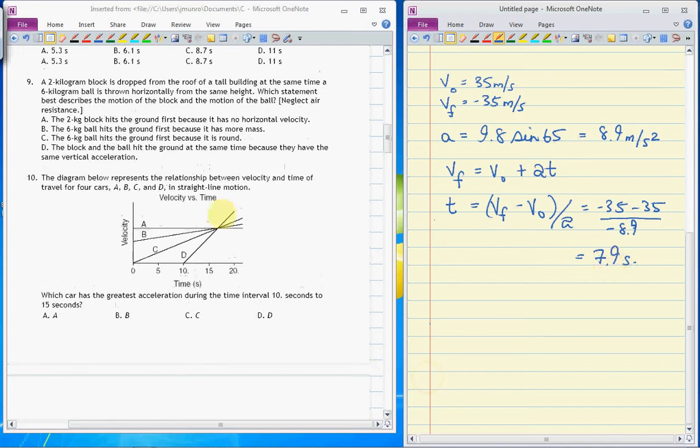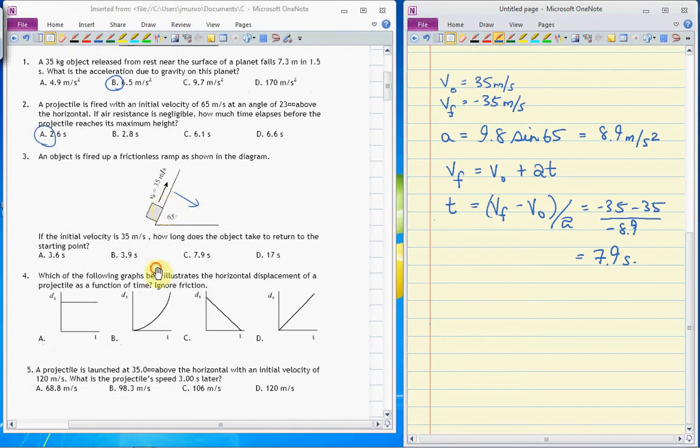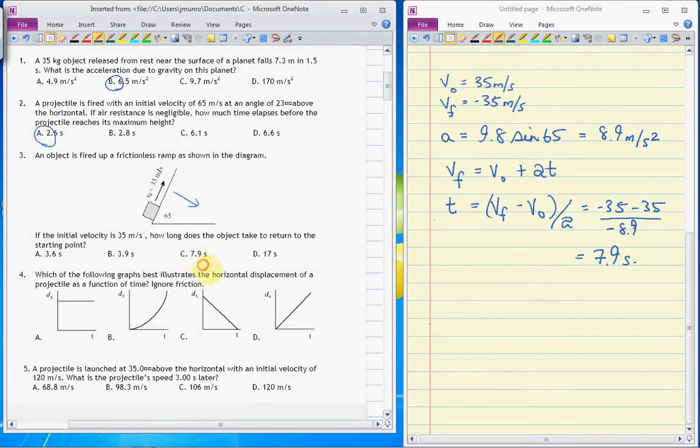That's a good choice, 7.9. That's right. Oh, I managed to somehow zoom through this. Alright, so 7.9.